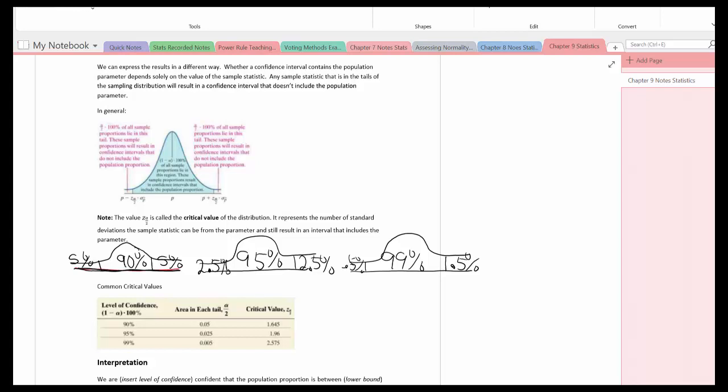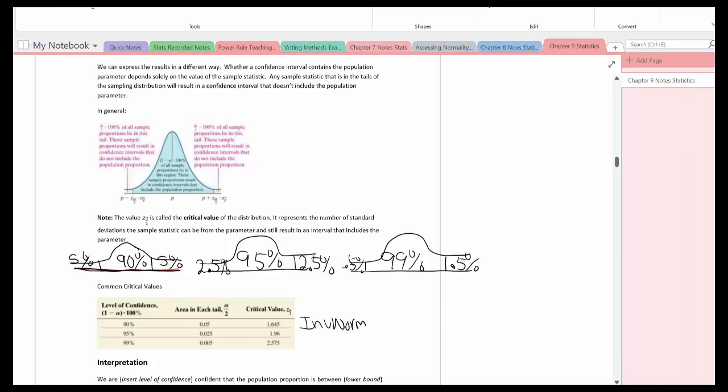So some of the common critical values would be with a 90%, a 95%, and a 99%. It shows the area in each particular tail, and then the critical value for this. Now, I don't expect you to memorize the table. I'm going to show you how you can put any of these particular values into the calculator. So if I want to figure out what the critical value is going to be, it's going to be an inverse norm problem.